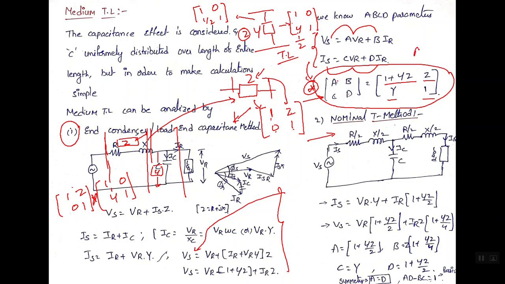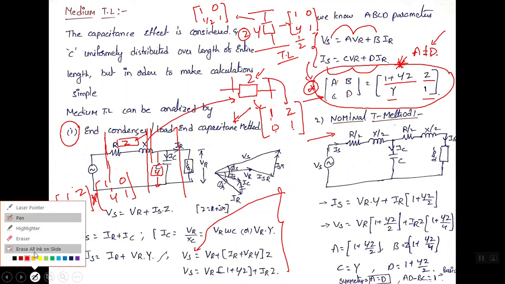One important point: by using the end condenser method, A is not equal to D. That means it does not obey the transmission line property. So we will not use the end condenser method for modeling, friends.